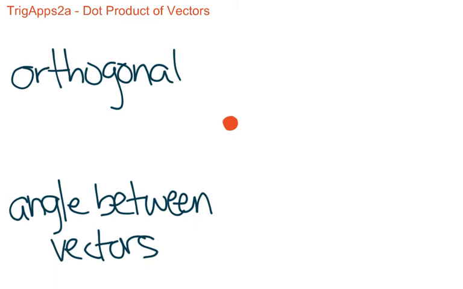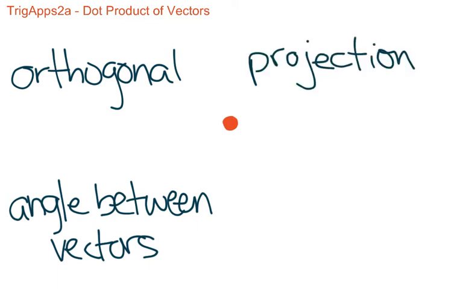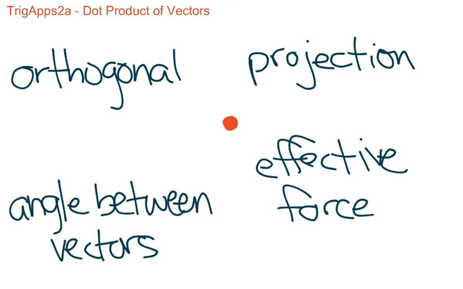A little bit more applied, but still mathy, is calculating a projection from one vector onto another vector. Then we can take the idea of projection and calculate effective force. Ooh, that's when things start to get a little bit challenging, but very interesting. So hold tight. We're just going to focus on the orthogonal piece today and angle between two vectors. Projection and effective force are in another video.